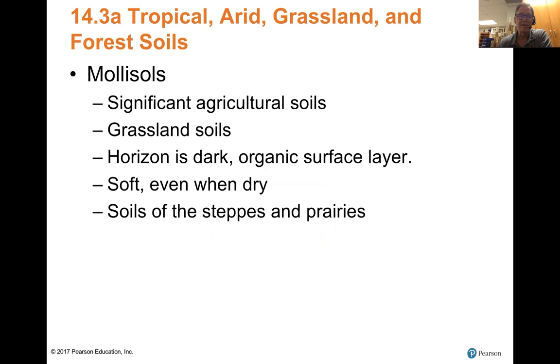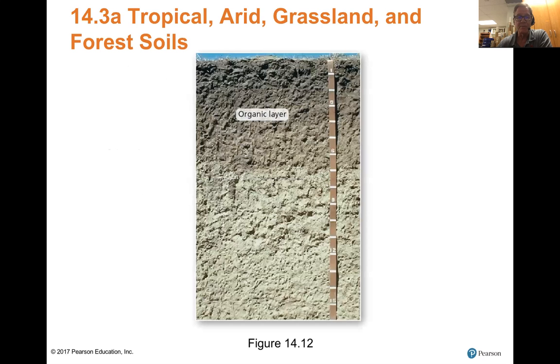Mollisols, again, they're great for agriculture, especially in the grasslands. The horizon is very dark with organic surface layers, and it's very soft. And these are what you'll find in the steppes and the prairies. So notice how deep the organic layer goes down. Oftentimes it's not nearly this deep.